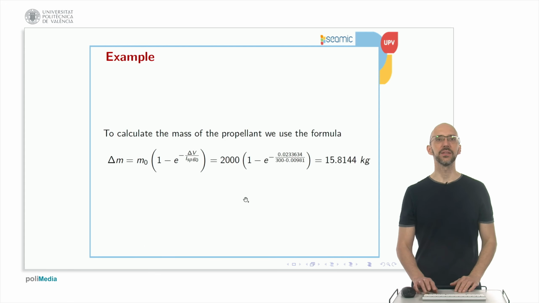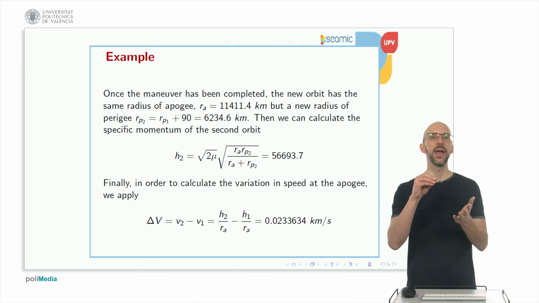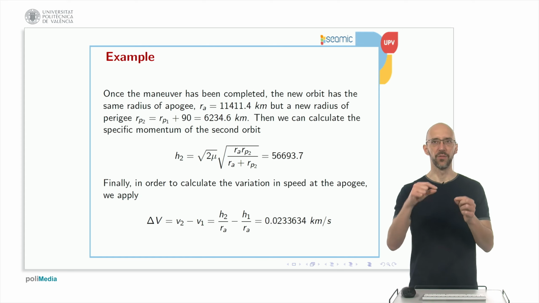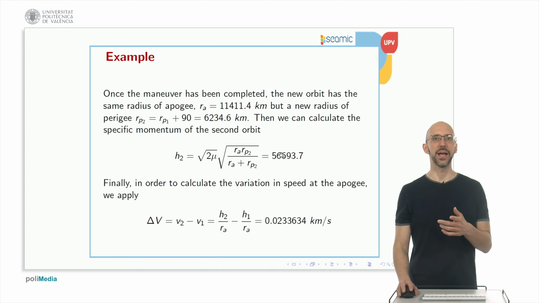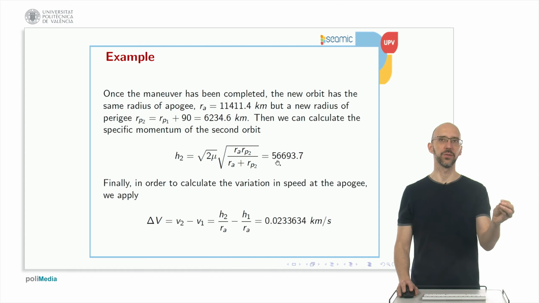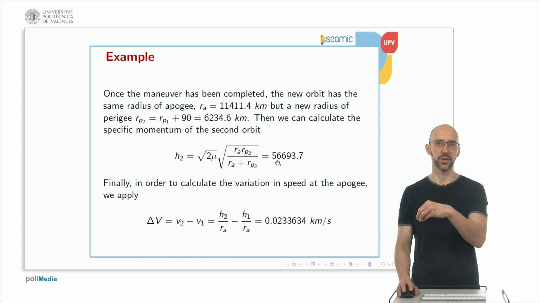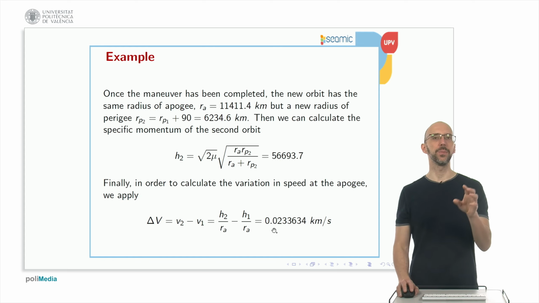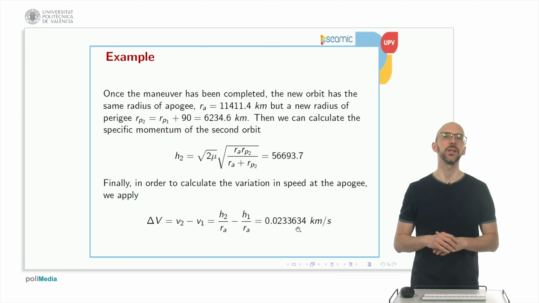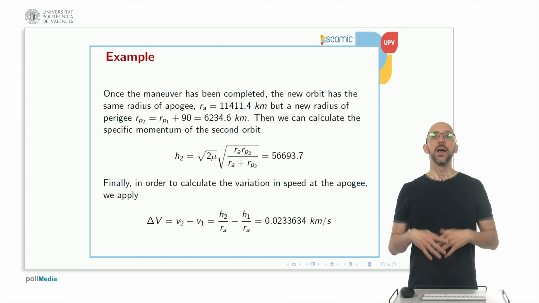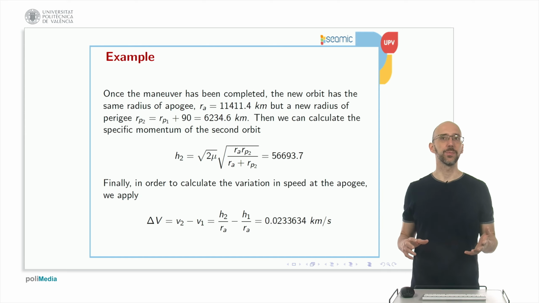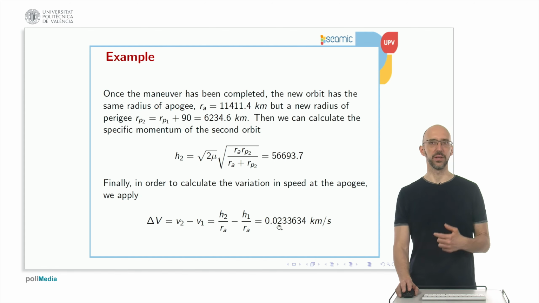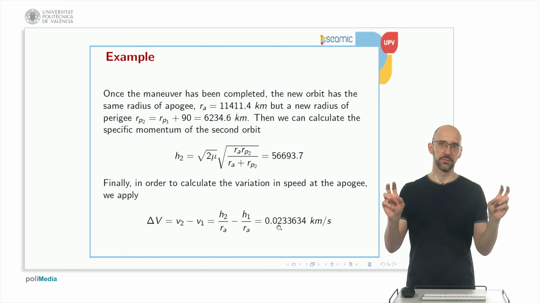What I'm doing in this exercise is trying to calculate the change in speed from the initial orbit to the final orbit, okay? So if we calculate the values, I have everything here, the specific momentum of the first orbit, the specific momentum of the second orbit, and if you replace the values here, you obtain a change in speed of 0.02. The question could be, okay, is this much or not? Remember that we are talking about kilometers per second, so it's a lot. But how much fuel am I going to use in this maneuver?